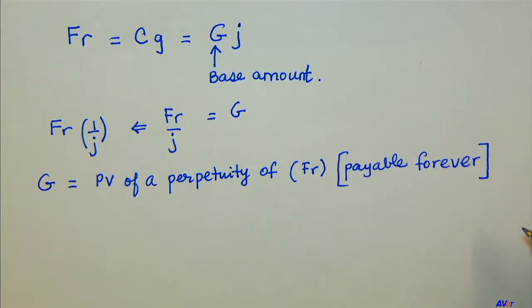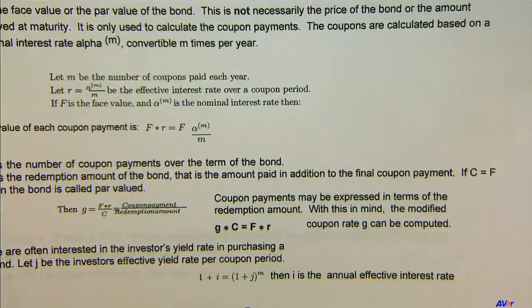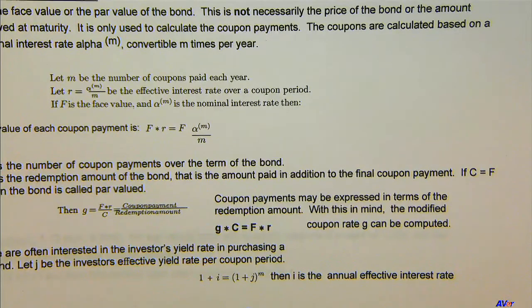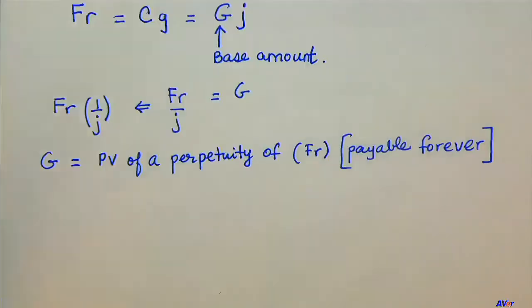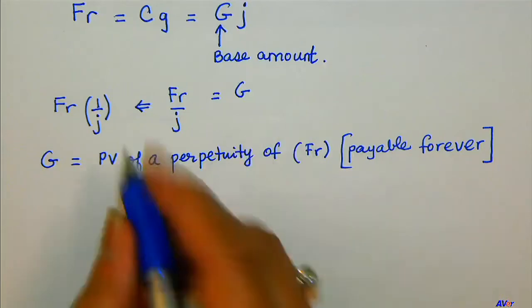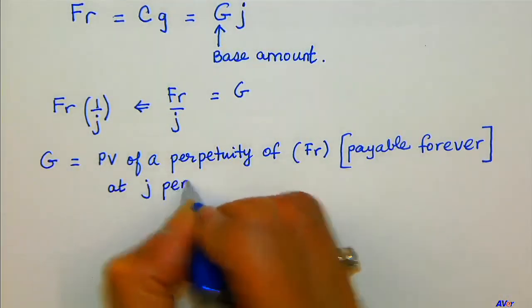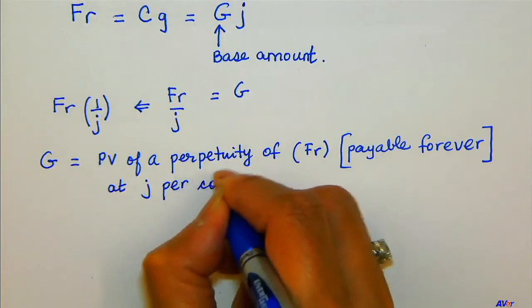Okay. So here it says G is the base amount and represents the coupon in terms of effective yield rate per coupon period. G is the amount you would invest now to create a perpetuity immediate paying coupons of Fr forever at interest rate j per payment period. So that's important, right? Present value of a perpetuity of Fr at j per coupon period.